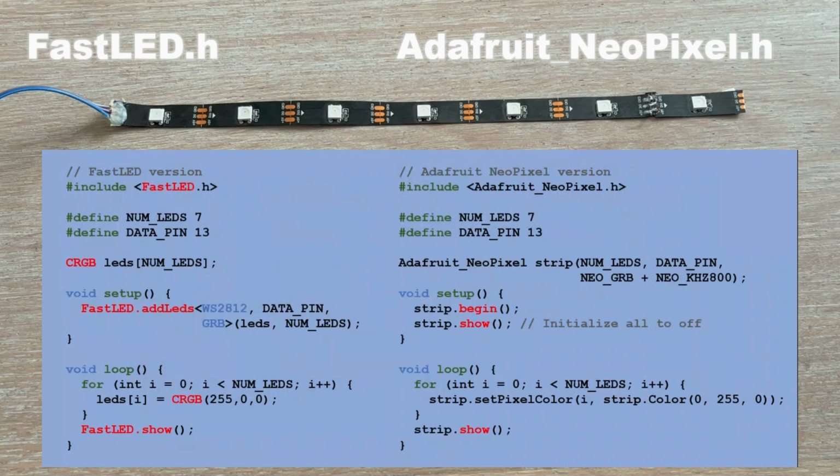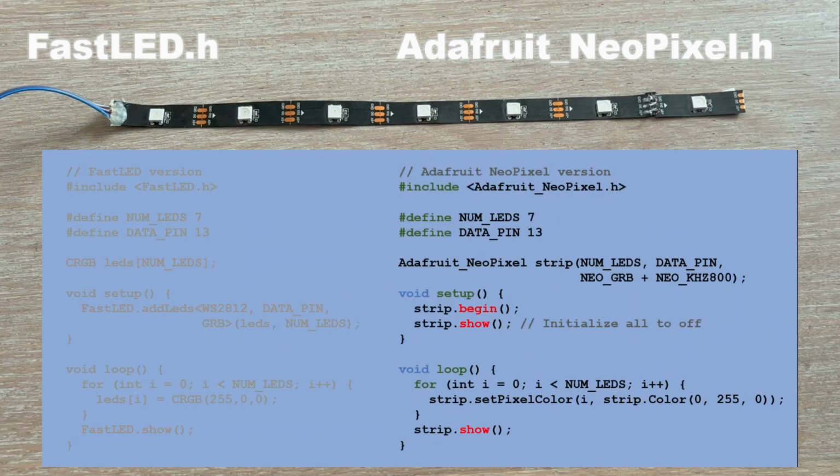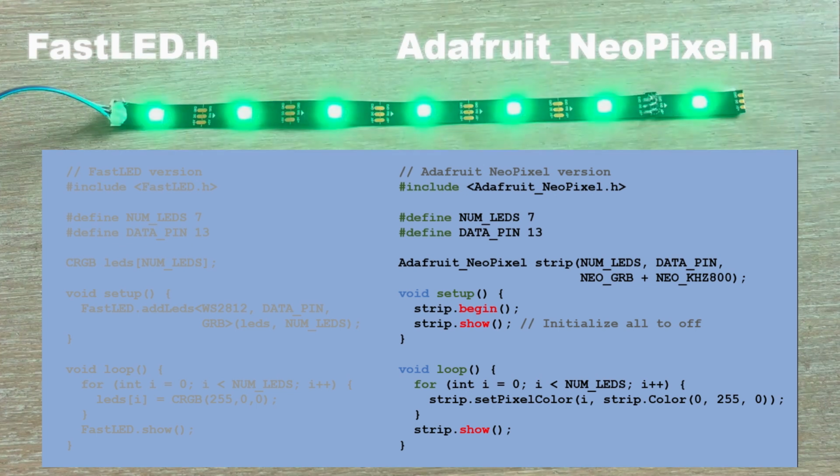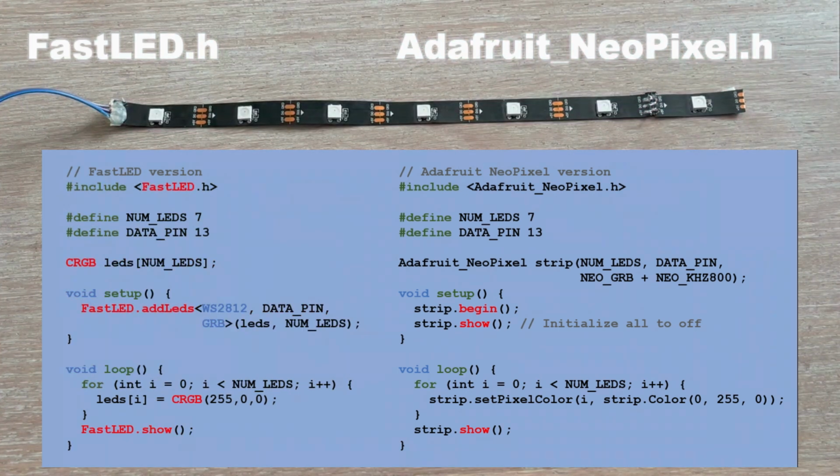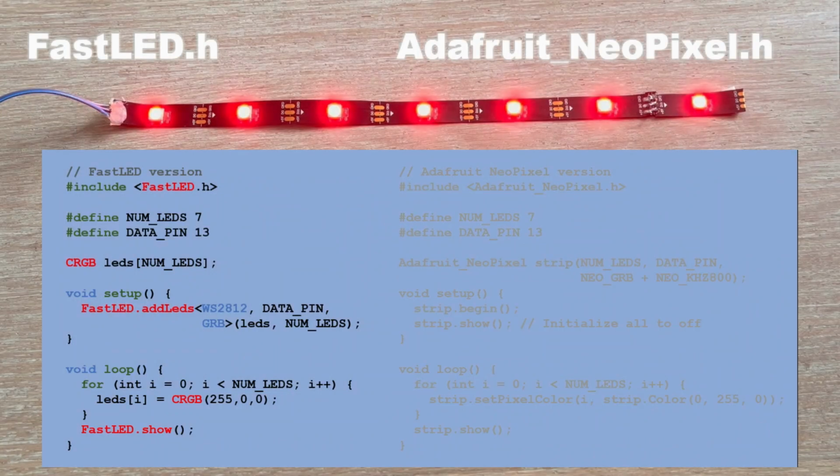Time for a quick test. Let's load NeoPixel code. You can see all LEDs lit up nice and bright and green. Now let's do the same test using FastLED. This time all LEDs light up in red.